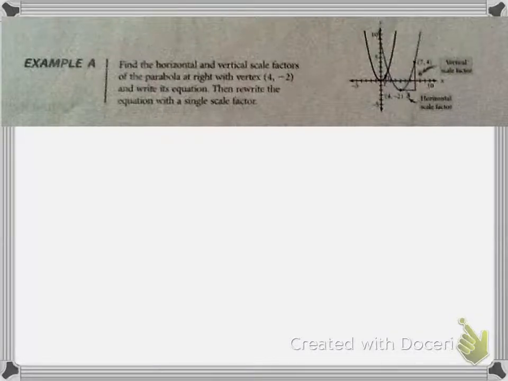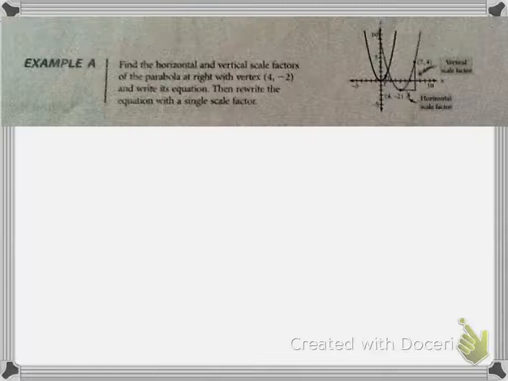Hello class. Example A, starting with section 7.2 screencast notes. Find the horizontal and vertical scale factors of the parabola at the right, with the vertex (4, -2), and write its equation. Then rewrite the equation with a single scale factor.